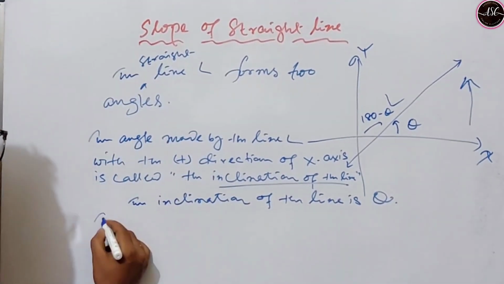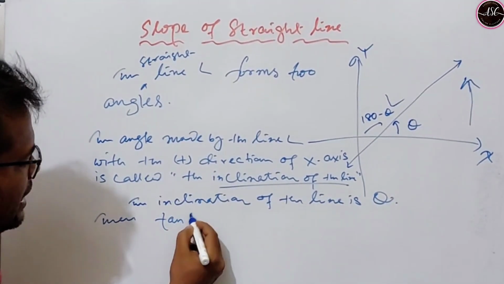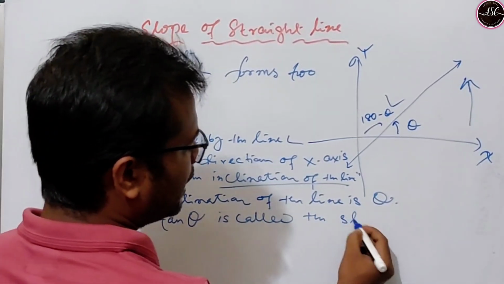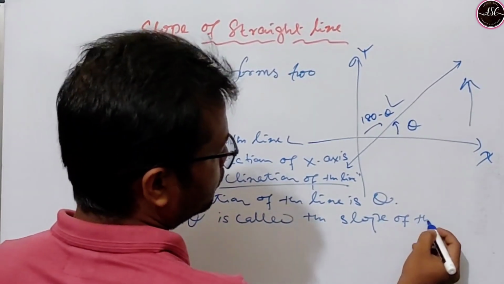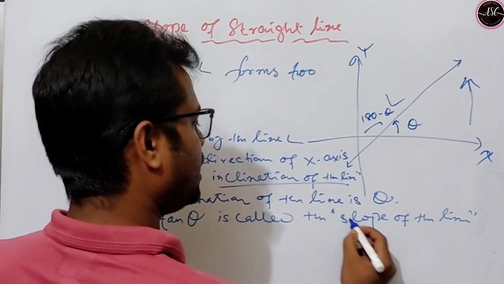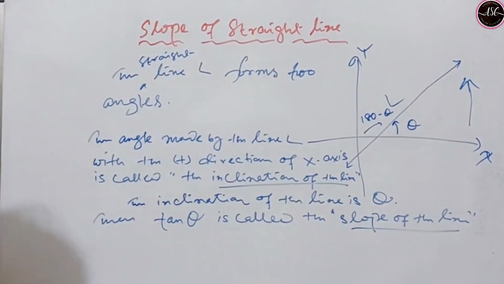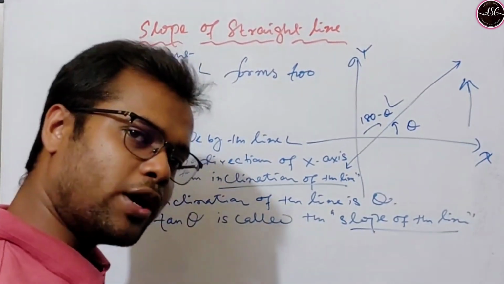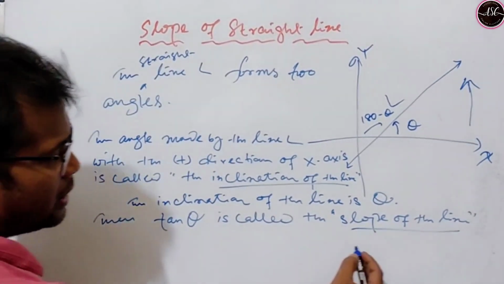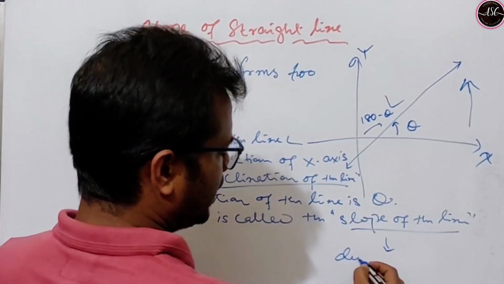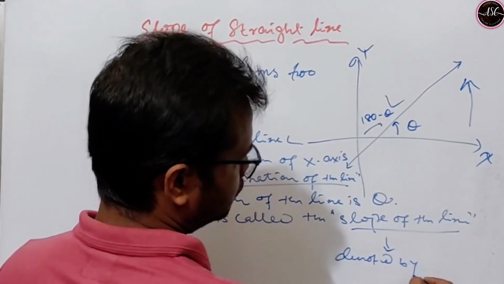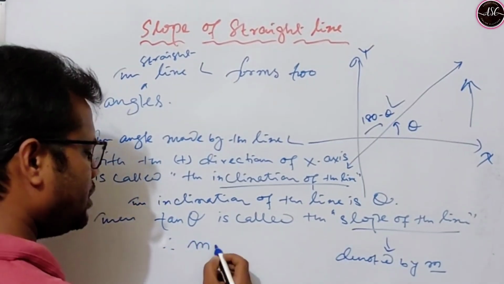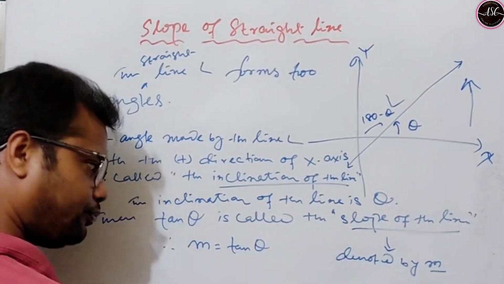Okay, then tan theta is called the slope of the line. Clear? So the value of tan theta will be the slope of that line. Here this slope is denoted by small m. So therefore we can write m is equal to tan theta.